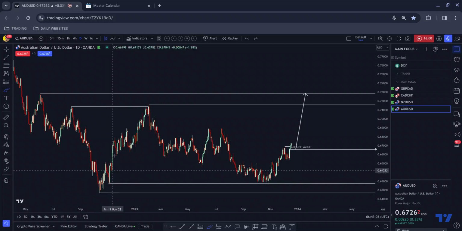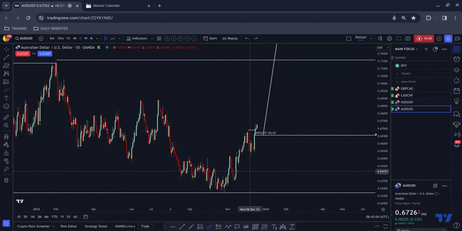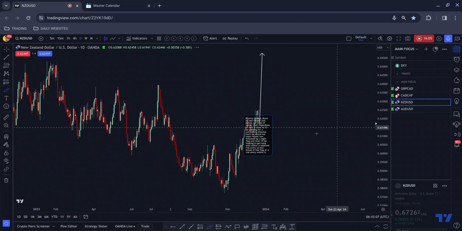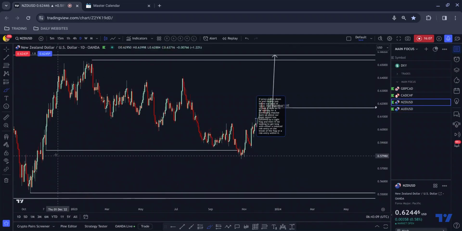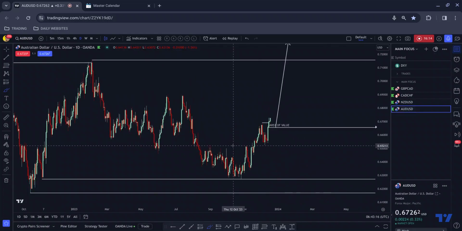We have a sharp move down followed by a sharp move up. We tap into that area. We didn't really break below it. If we just look at Kiwi dollar, we did actually break below the area of value. So that's another reason why Kiwi dollar is slightly further up on the list.